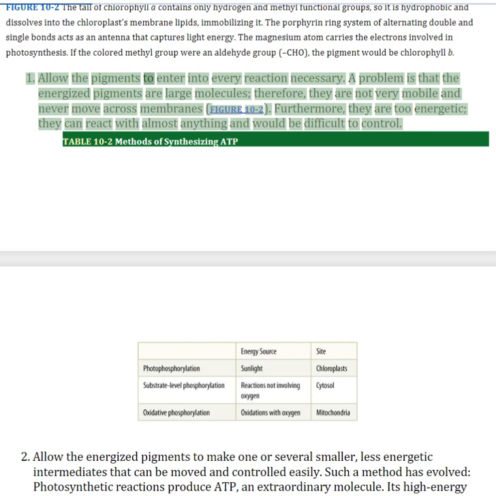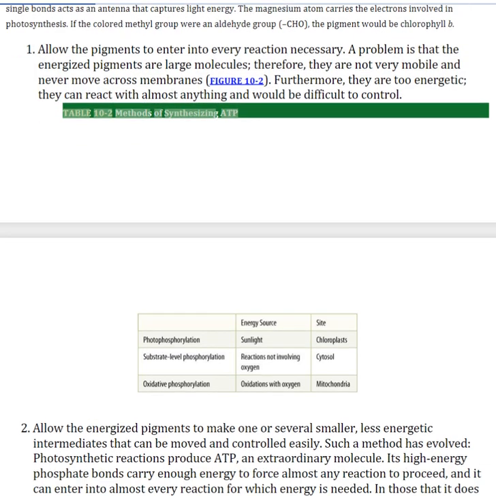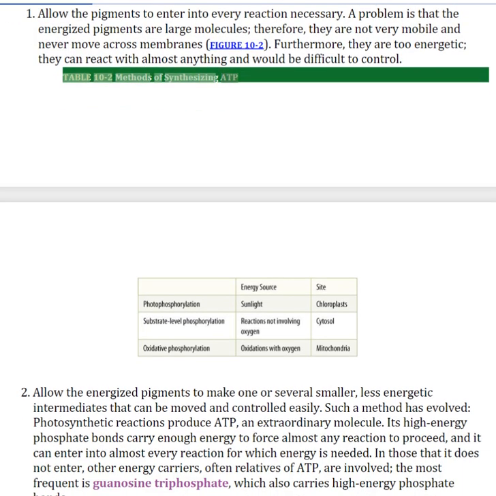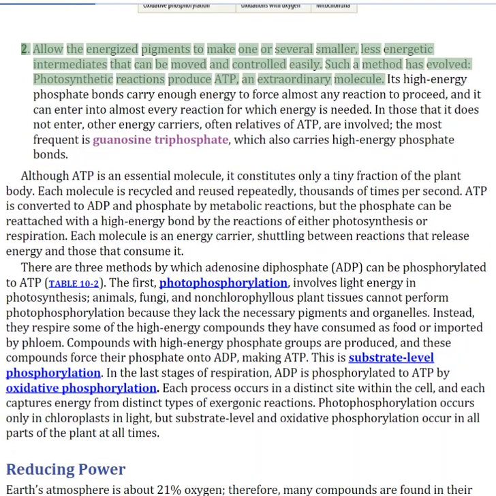1. Allow the pigments to enter into every reaction necessary. A problem is that the energized pigments are large molecules, therefore, they are not very mobile and never move across membranes. Furthermore, they are too energetic. They can react with almost anything and would be difficult to control. Table 10.2 methods of synthesizing ATP. 2. Allow the energized pigments to make one or several smaller, less energetic intermediates that can be moved and controlled easily. Such a method has evolved.